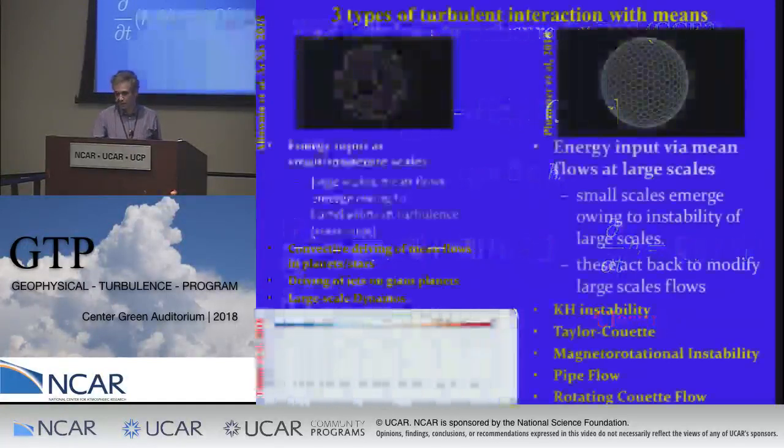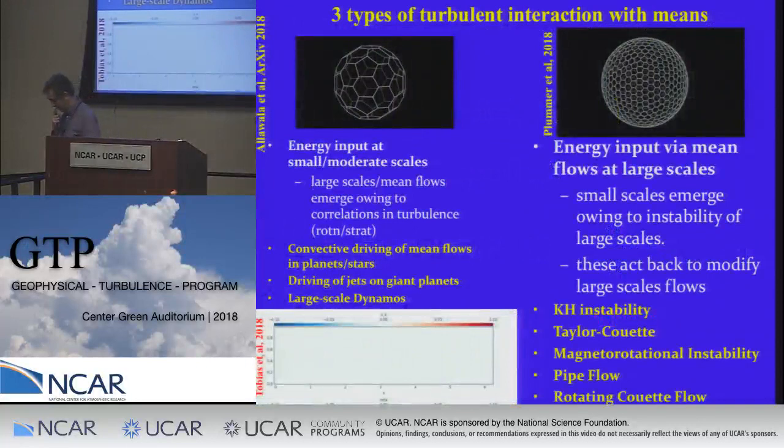I'm going to go on to talk about some evaluation of these methods. You can think really of three types of turbulence interactions with the means. Okay, and I'm going to show you some movies. So you can think of these two, we're going to be putting energy in at small scales, and because of correlations, in this case induced by rotation, the large scales are going to emerge.